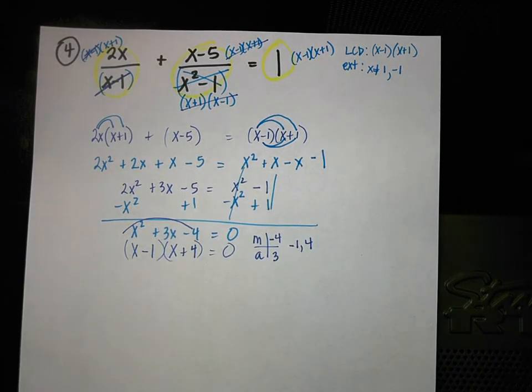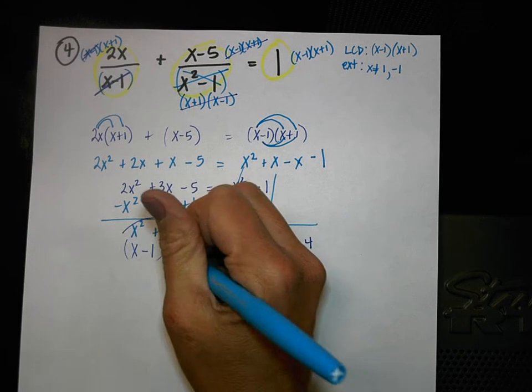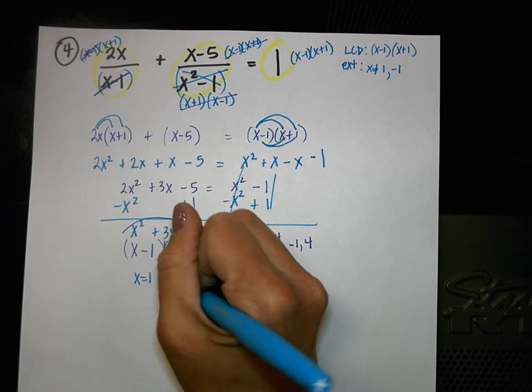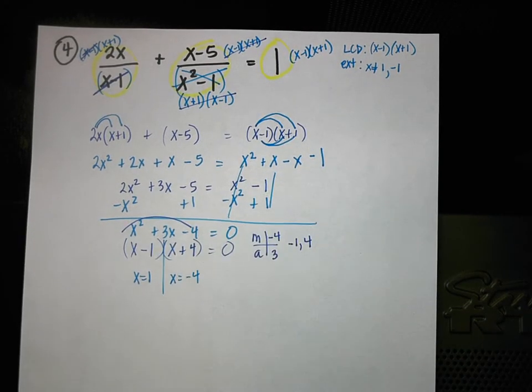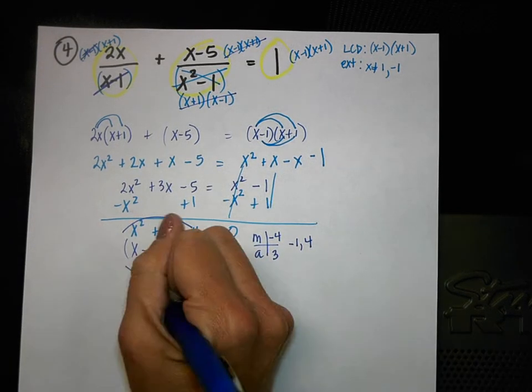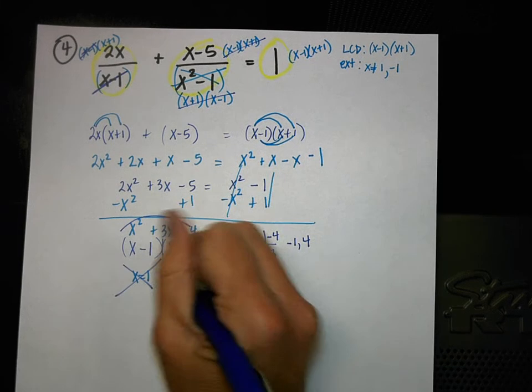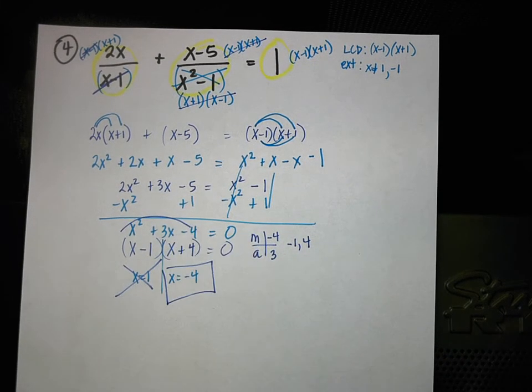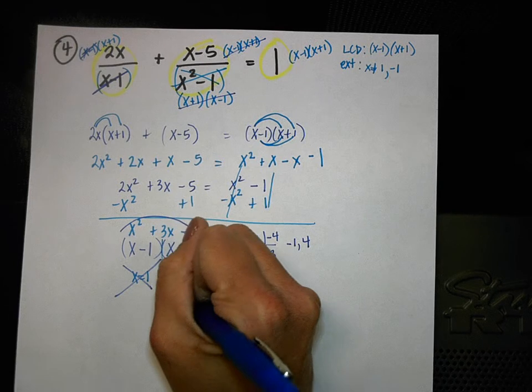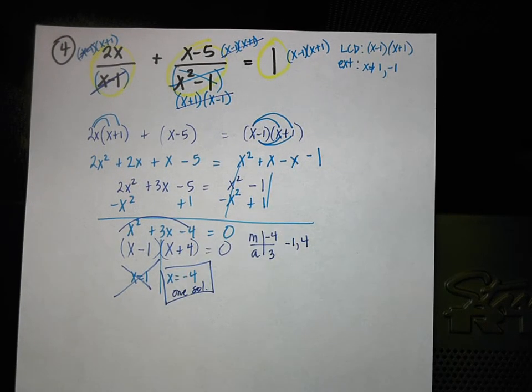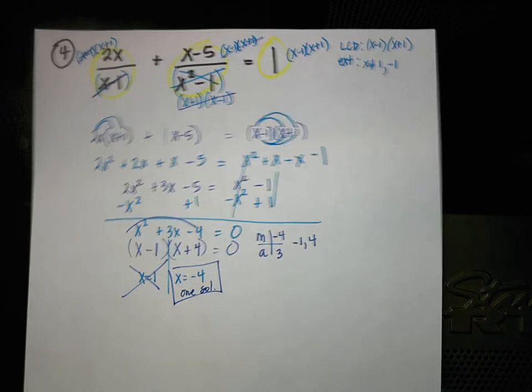When we set each of those factors equal to 0, we end up getting x equals 1 and x equals negative 4. We check those with our extraneous solutions, and we find that 1 will not work. So therefore, this answer is only x equals negative 4, which means how many solutions are there? Only 1 solution. So even though we found 2 solutions, because 1 is an extraneous solution, it doesn't work, and there's only 1 solution. Do we have questions on this? Okay, moving on to the next one.